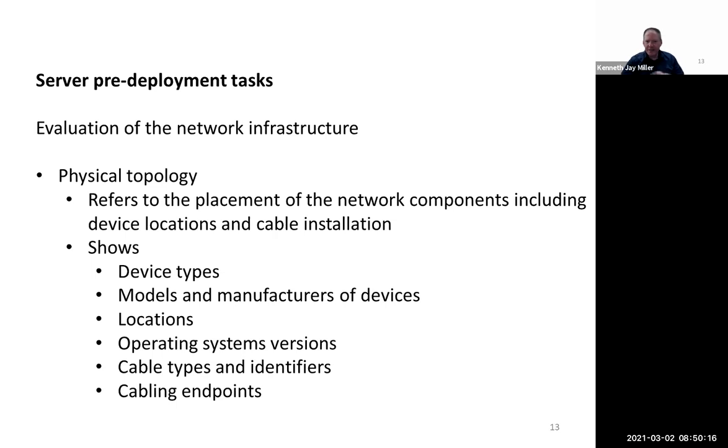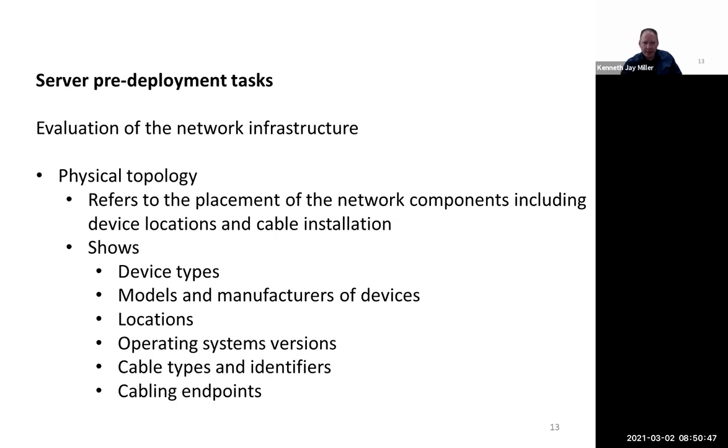It's not on the exterior of our buildings or of our office spaces where we can just grab it and look at it and figure it out. So we need to make sure that we have these topologies. The first topology we're going to talk about is the physical topology. The physical topology refers to the placement of the network components, including the device locations and the cable installation.